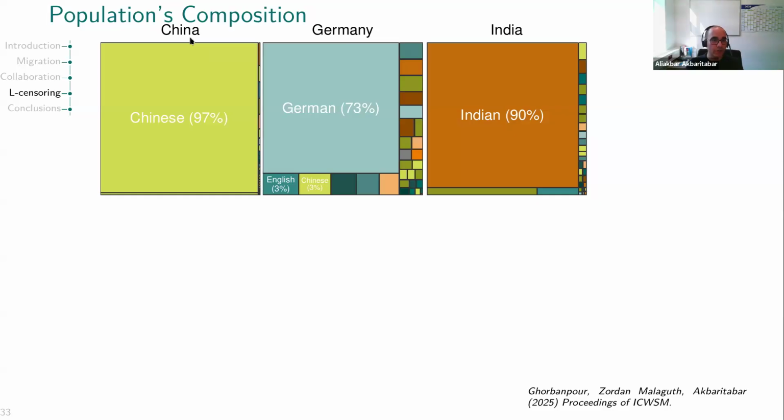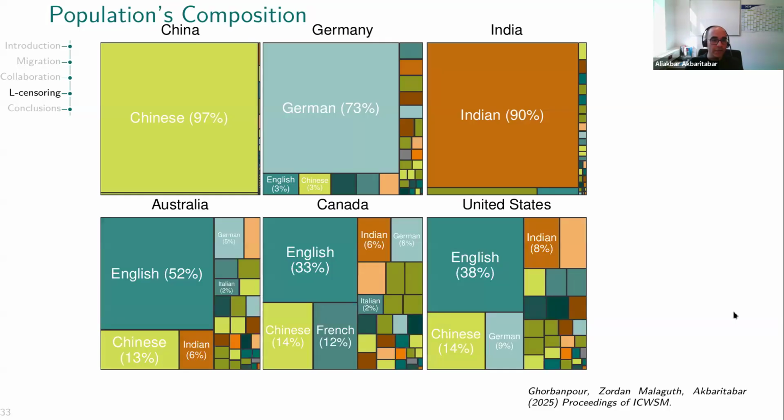So most of them are Chinese scholars based on this type of analysis. When we look at Germany, we can see that 73% of scholars there have German names, but 3% have English names and 3% have Chinese names, for example. If we do the same for India, we see that 90% of scholars there have Indian names. If we look at countries that are considered countries of immigration, they receive more scholars.